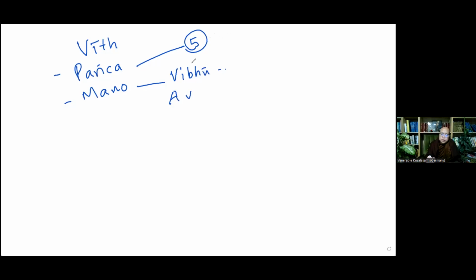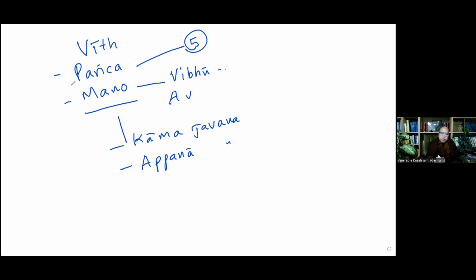Again, under the Manodwara there are two kinds: Kama Javana and Appana Javana. So we have finished the Pancha Dwara Vithi, the five sense door thought process, but not the Manodwara yet. Under the Manodwara, Kama Javana is not yet covered, and Appana Javana is also not yet covered.